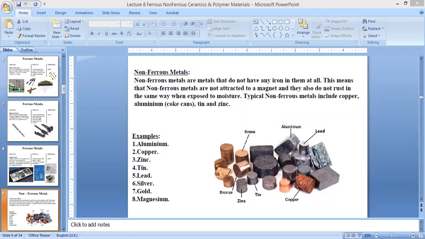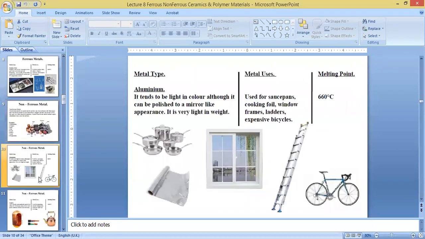Anyway, let's look at them individually and see their properties and why they're alloyed. So coming to aluminium, aluminium is widely used, especially in the kitchen. It's light in color. It can even be polished to a mirror-like appearance. It's very light in weight. So I don't even like aluminum pots. Those light types are usually too light and the food quickly burns. The starches, especially rice and shima, will quickly burn in them.